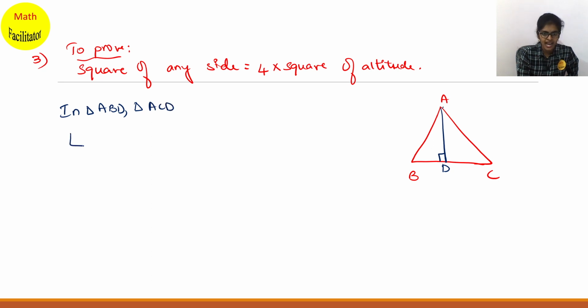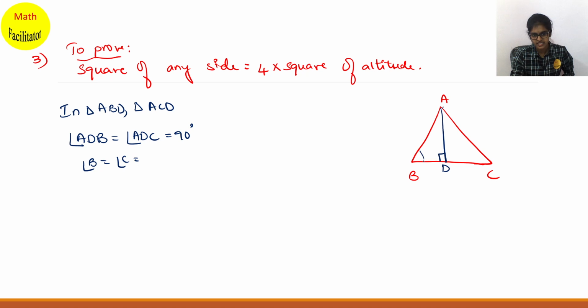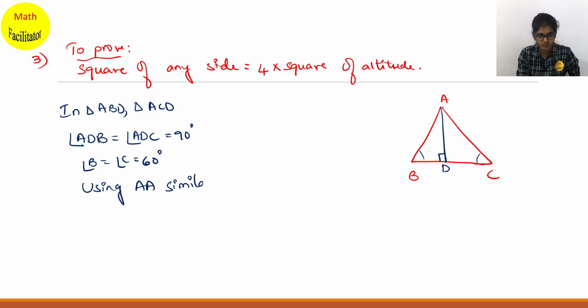You know angle ADB is equal to angle ADC. This angle is equal to this angle. How much is it? It is 90 degrees. And angle B is equal to angle C. These two angles are equal because in an equilateral triangle all the angles are 60 degrees. So using angle similarity, what can I say? Using angle similarity, I can say that triangle ABD is similar to triangle ACD.